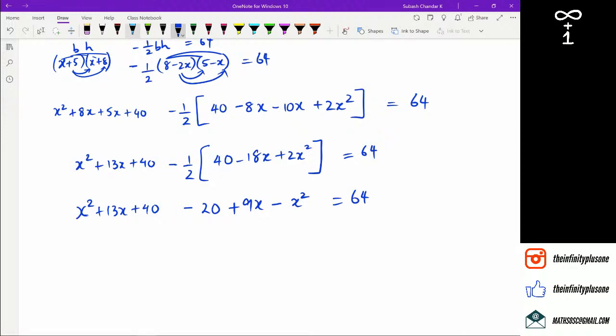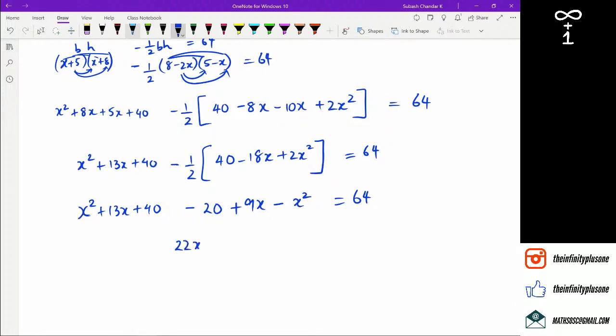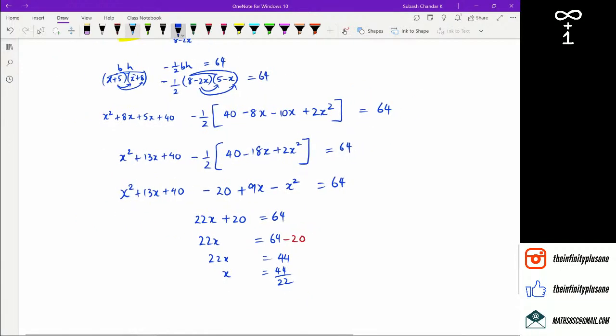Okay, so let's do this now. The x squareds cancel out. We've got 22x plus 20 equals 64. So there we go. That's a lot better. 22x equals 64. Take away 20, and we've got 22x is equal to 44. And then x is equal to 44 divided by 22, which actually gives us x is equal to 2.